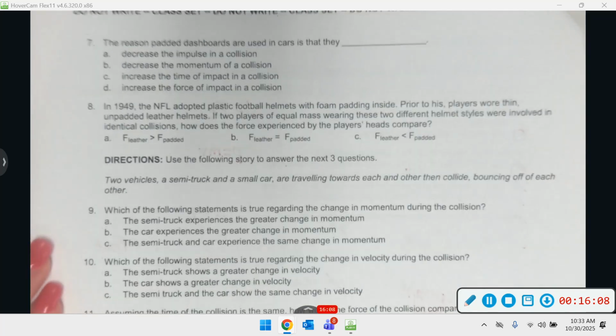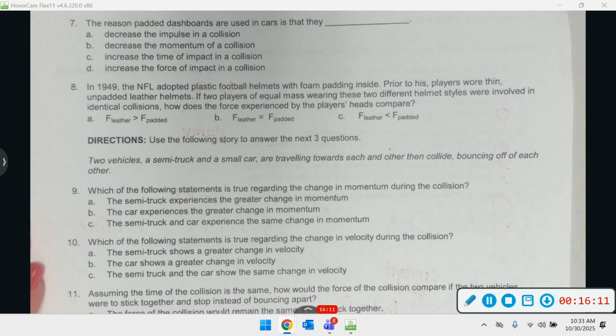Number 7. Number 7 says, the reason padded dashboards are used in cars is that they blank. Padded dashboards aren't the best example of this, but airbags, better example. They do the same thing though. Okay, anything that has padding in it, whether it's an airbag, whether it's a padded dashboard, whether it's a football helmet, which is actually in the next question, anything that has that padding in it is going to allow that object to keep moving forward.